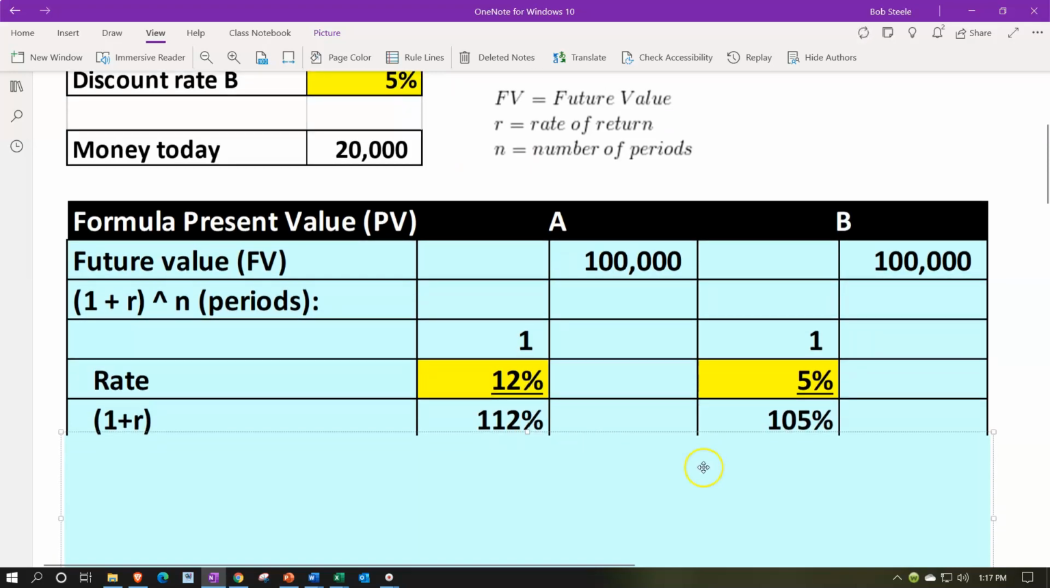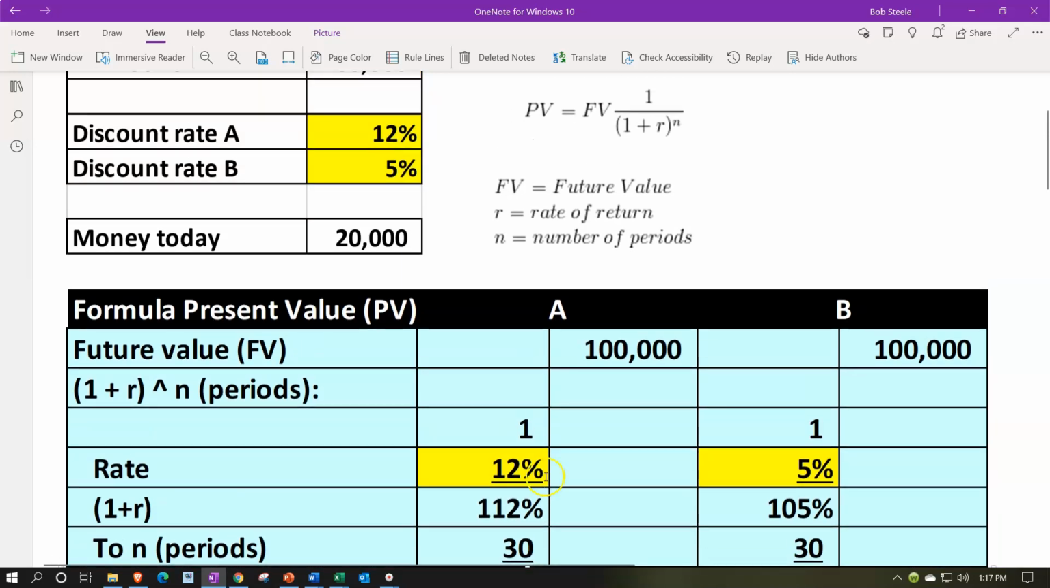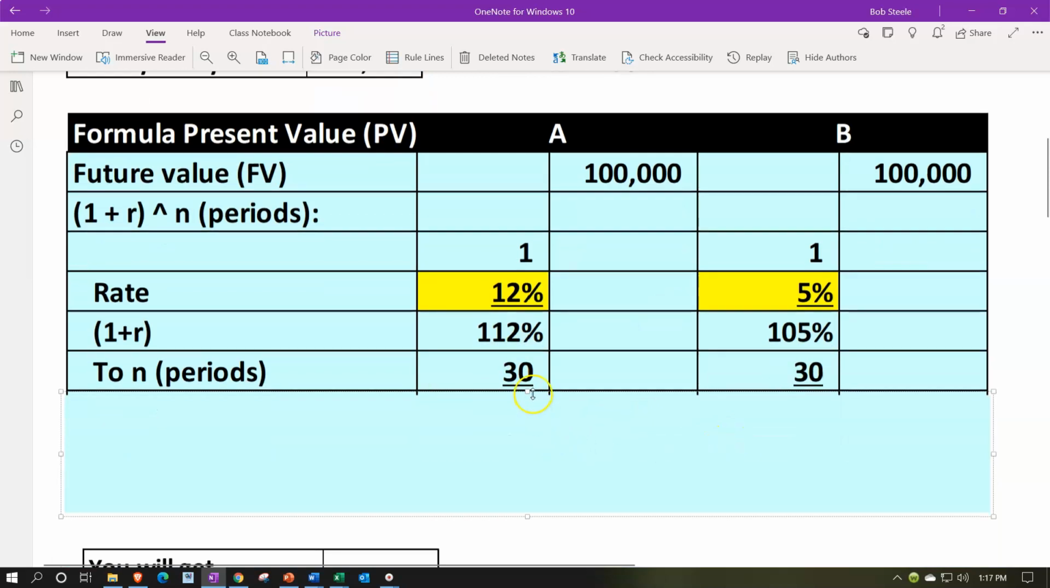Note, when you're doing these calculations, you got to be thinking about, am I recording this in terms of decimals or percents as you enter this into a calculator? And then we're going to say we need to take that to the 30 periods, to the n, to the 30 periods. So that's going to be, caret 30. So once again, remember that if you're using a financial calculator or some type of calculator, you need to take it to the power of 30. So that's 112, 105 to the power of 30.